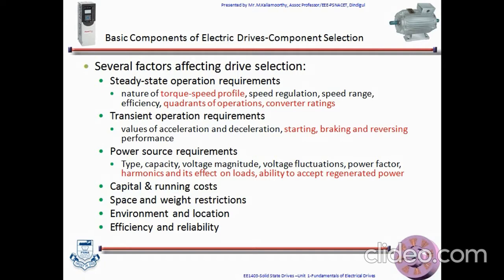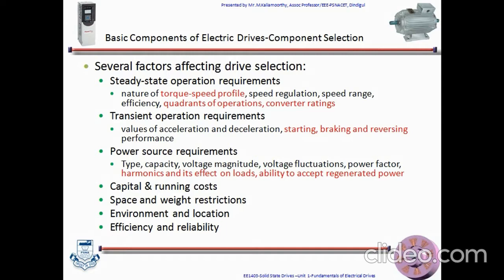Then what is the capacity of the source available, whether it is able to meet the entire drive system. If the capacity is less, then I have to have some extra arrangement so that it might meet the requirement. Then what is the voltage magnitude available at the power source? If the voltage magnitude is less, then I have to put in a boost converter accordingly. If the voltage magnitude is very high, then I have to put in a buck converter accordingly.